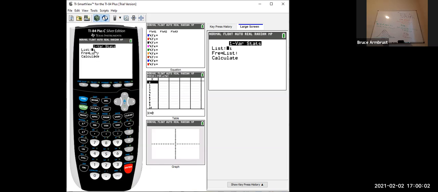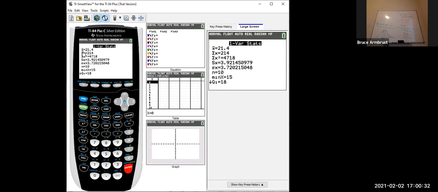Okay, so it says, what list do I want? Well, I put it all in list 1. Then it says frequency list. Well, I don't have a frequency list. Frequency list would be like we've done before, where we put our result and then how many times it occurred. So I don't have one. So I'm just going to hit enter, enter, and calculate. And it thinks for a minute and it spits out all this information.